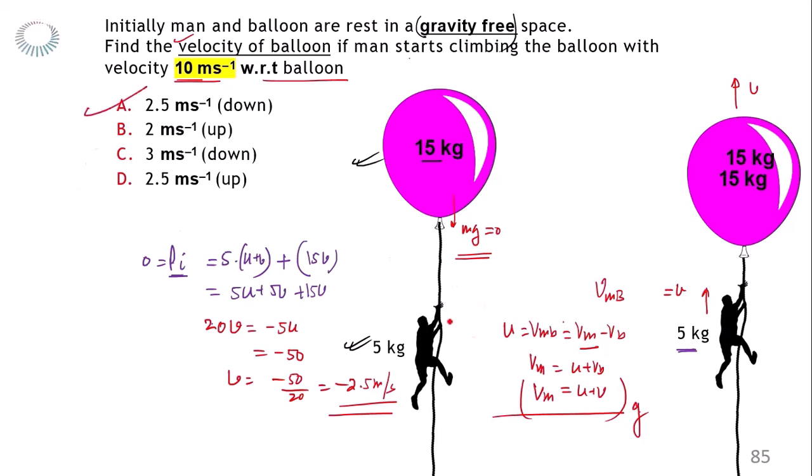So that means whenever the man is moving upward, the balloon is moving downward. This velocity is given with respect to the balloon. So every time you do the momentum conservation, you have to take care that the velocities are in the ground reference frame. That's why I have converted this number to Vm.